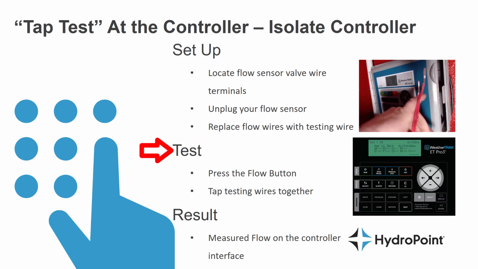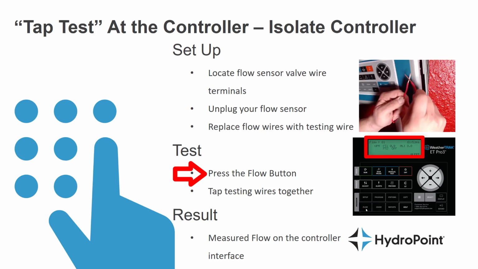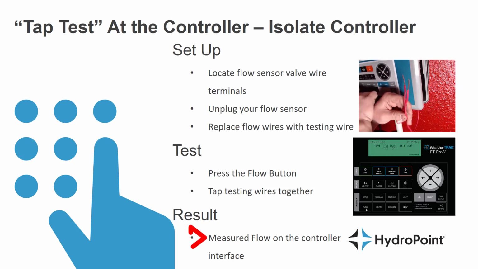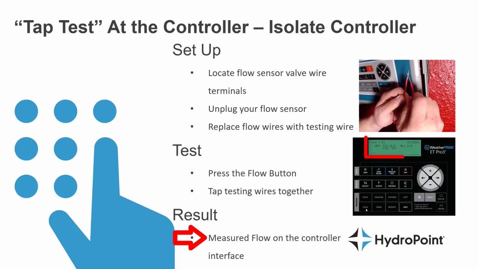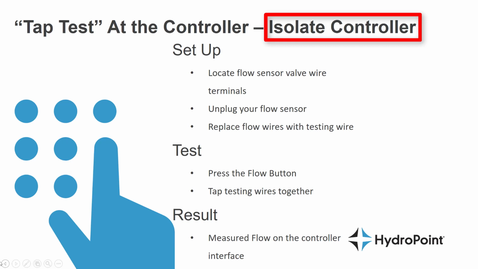And then we're ready to run the test by first pushing the flow button in the lower left-hand corner of your WeatherTrack interface. And the first screen in the flow menu shows you the controller measured usage. Then we simply tap those exposed ends of the testing wire together to see if we can simulate a pulse that the controller will show as measured usage on this screen. And it might take a couple of seconds of tapping, but within a few seconds you'll start to see measured flow on the interface. That means the controller is seeing the pulse that gets generated, and we can isolate the controller out of the troubleshooting.